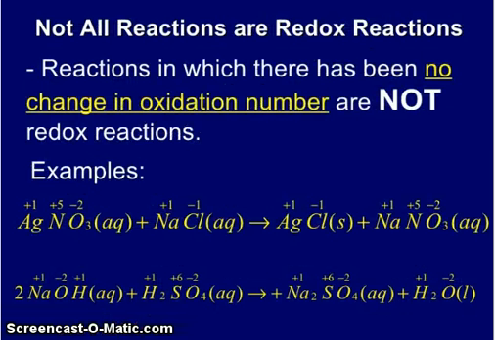Not all reactions are redox reactions. Reactions in which there has been no change in oxidation number are not redox reactions. For example, silver and silver in the product both have the positive charge, Na+ both have the plus 1 charge.